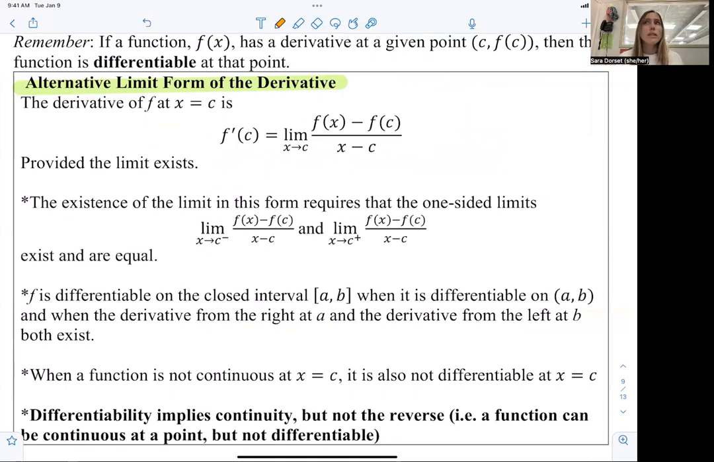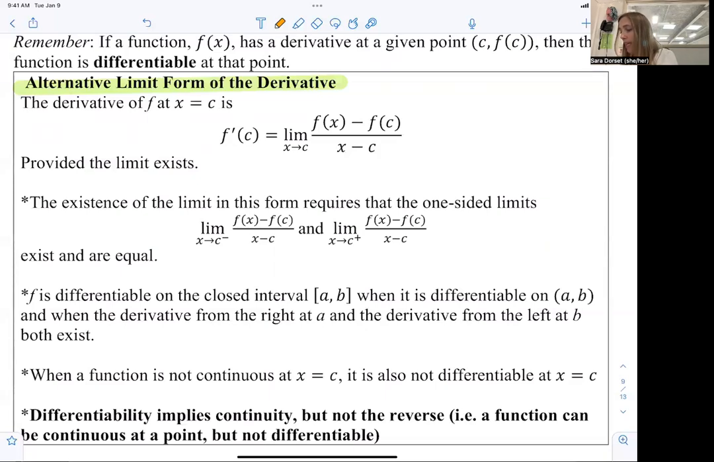Colin, yes, you can. So f is differentiable on the closed interval when it's differentiable on the open interval from A to B, and when the derivative from the right at A and the derivative from the left at B both exist. So when a function is not continuous at x equals c, it won't be differentiable.